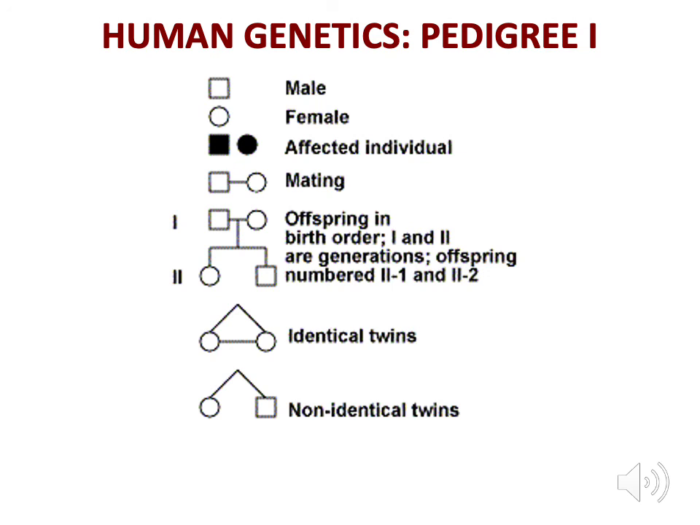That individual is going to be a shaded symbol, a solid square for a male, a solid circle for a female, and if the individual is otherwise unaffected, they will essentially be an empty square or an empty circle. That's all you really need to know. The rest of the details on this particular slide are not critical.